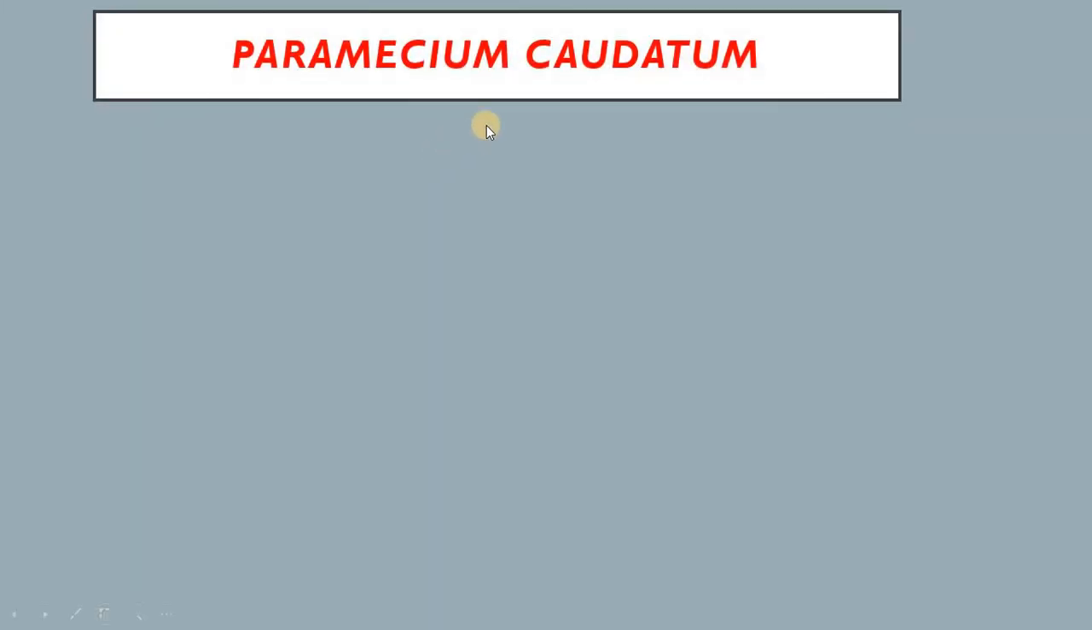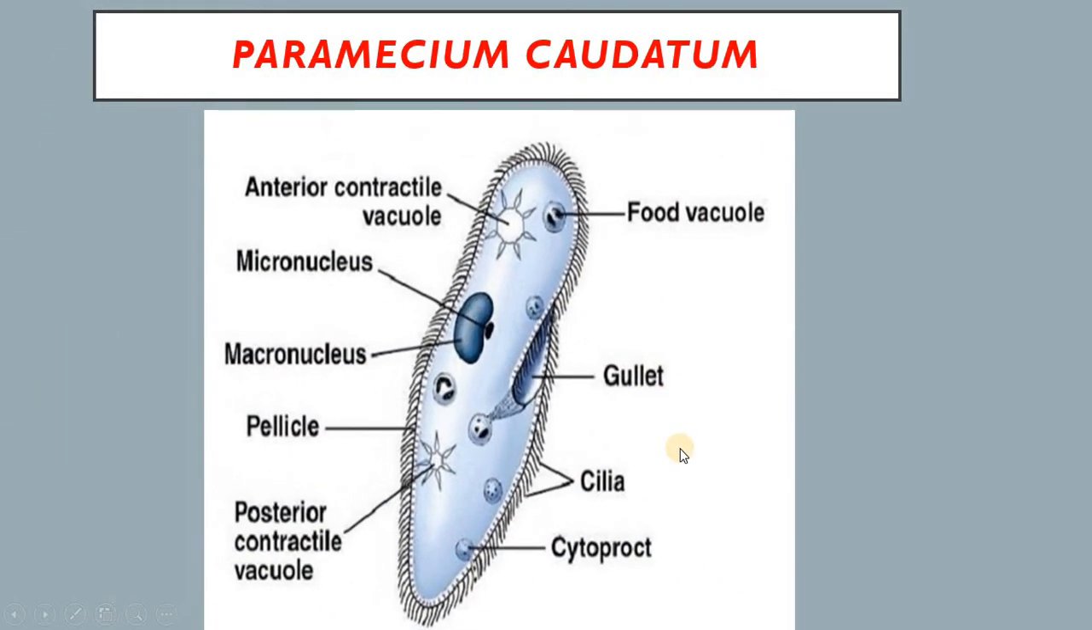Today we will discuss Paramecium caudatum. This is the diagram showing the Paramecium. Paramecium was named by John Hill in 1752 and Antony van Leeuwenhoek described Paramecium. Its common name is slipper animalcule. It is called so because it looks like the sole of a shoe or slipper.